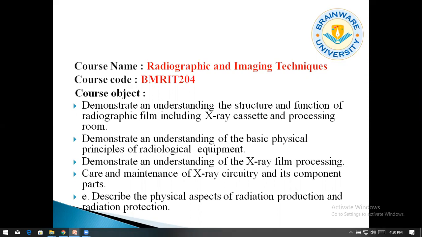So today's topic is radiographic film processing. It's processing of visible image. So your course name is Radiographic and Imaging Technique, and course code is BMRIT204.